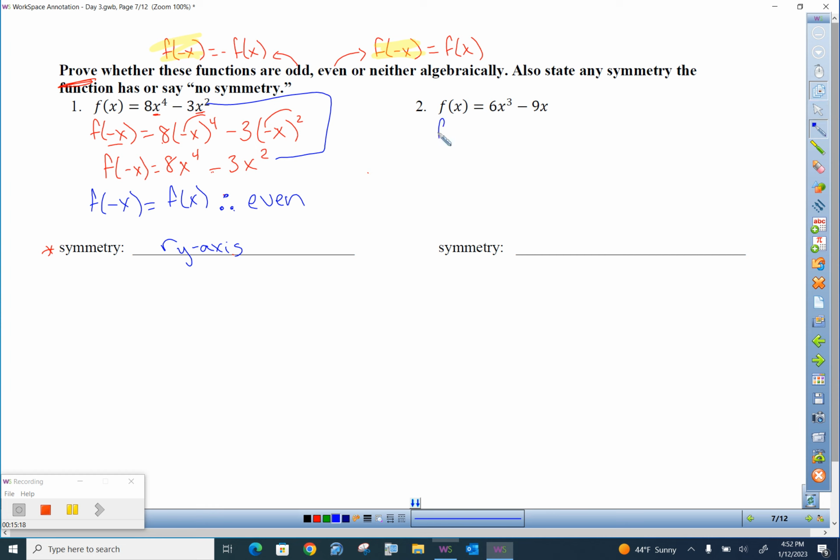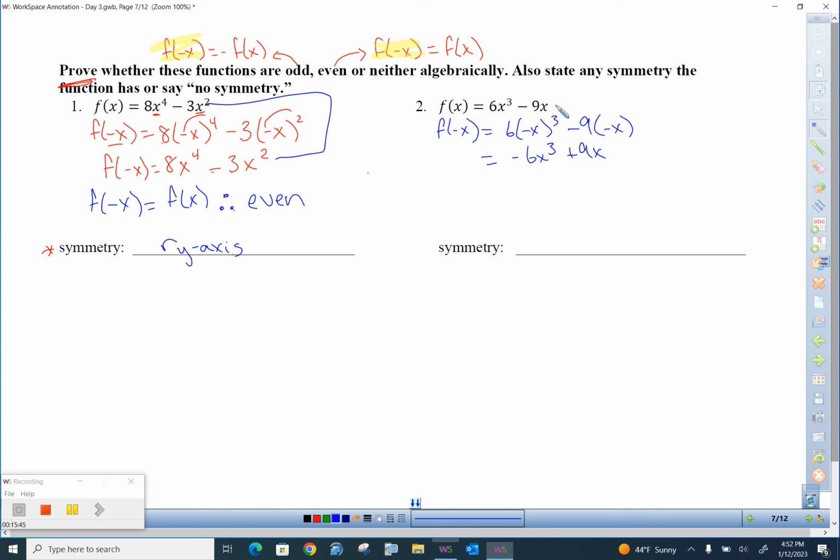Same process, you're going to sub in negative x everywhere you see an x with parentheses. Okay, I can simplify this without writing out this step, but it is a proof, so this step is required. Okay, now we're going to simplify. A negative cubed is negative, so that'll be a negative 6x cubed. And then a negative 9 times a negative x is a positive 9x. We didn't have a power that we had to raise that to first.